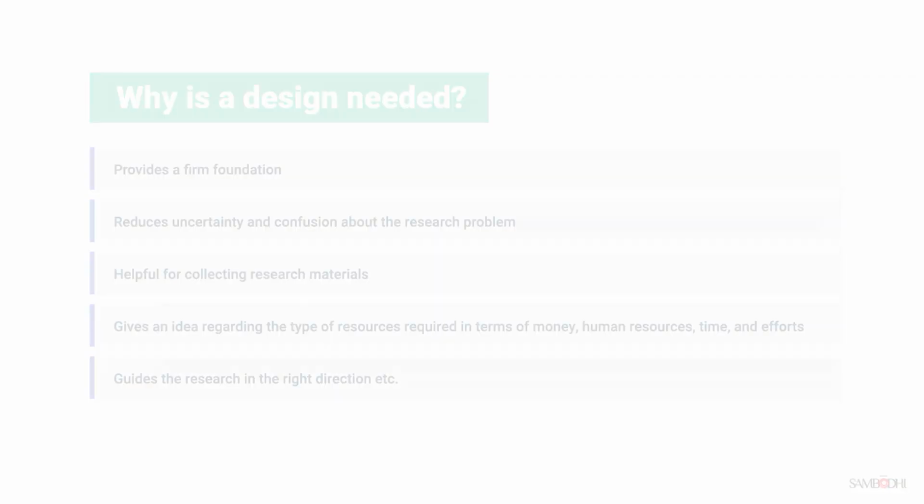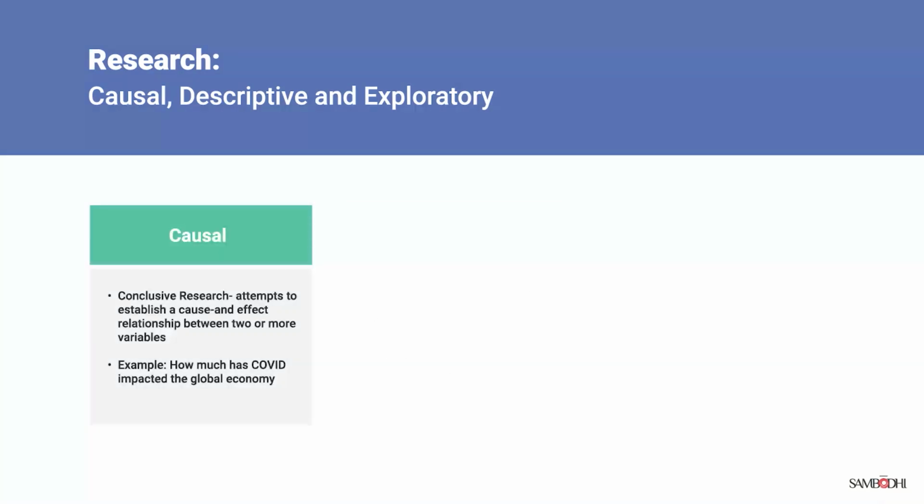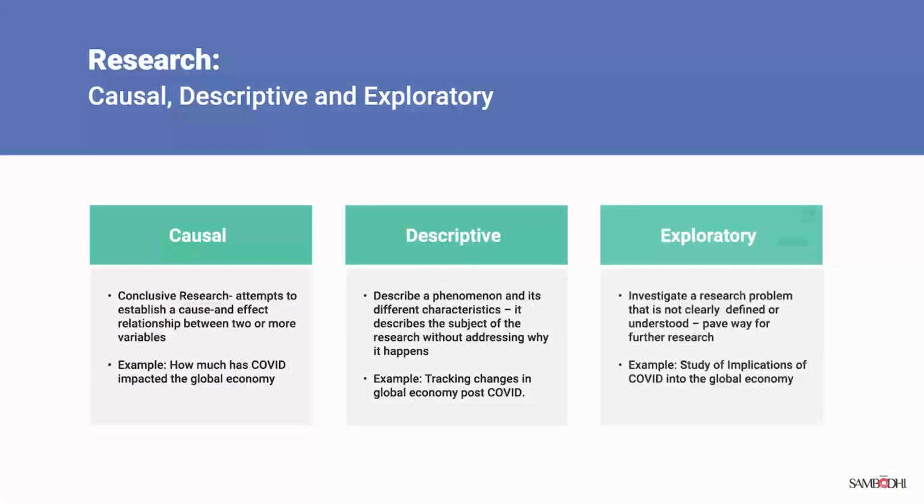A researcher must clearly understand the various types of research design to implement for a study. The design of the analysis can be classified into causal, descriptive, and exploratory designs. Causal research can be understood as a type of conclusive research that attempts to establish a cause and effect relationship between two or more variables.